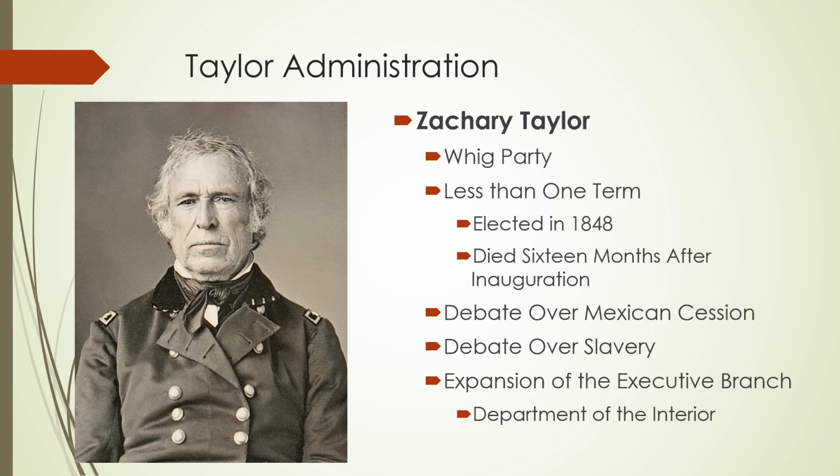He obviously has to deal with this sectional crisis, this debate over what's going to happen with this new territory. Is it going to be slave territory or free territory? But one thing that we do want to mention about Taylor is that he expands the executive branch. So the Department of the Interior is created. So now we have the Department of War, the Department of State, the Department of Justice, the Department of the Treasury, and the Department of the Interior.